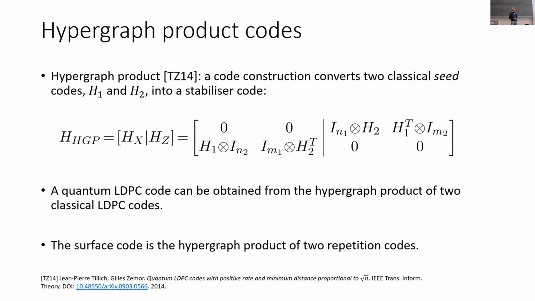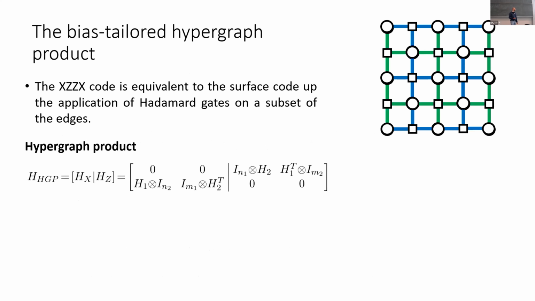Okay, and we're in fact not limited to just quantum LDPC codes with this construction. We can also create topological codes. So, for example, the hypergraph product of the repetition code gives us the surface code. So given that we can get the surface code from the hypergraph product of two repetition codes, we set out to see whether we can also get the XZZX code from two repetition codes via a similar product construction.